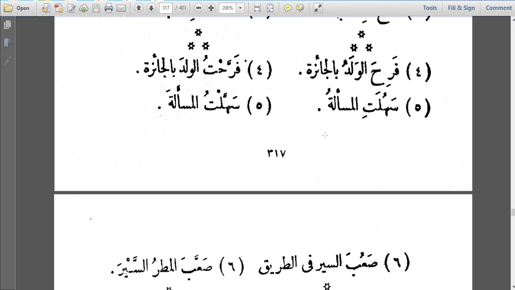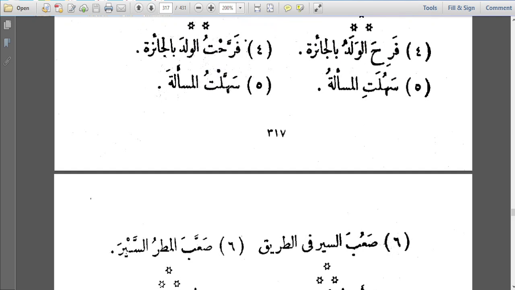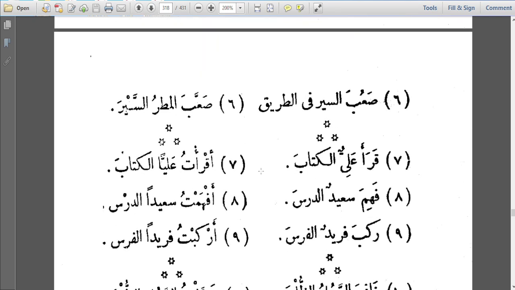I made the question easy. I made the issue easy. I made the case easy. Sahala, now it is somebody making it easy. It is not it getting easy by itself. Okay. So sahaltu fi'l fa'il and then al-mas'alata maf'ulun bihi.